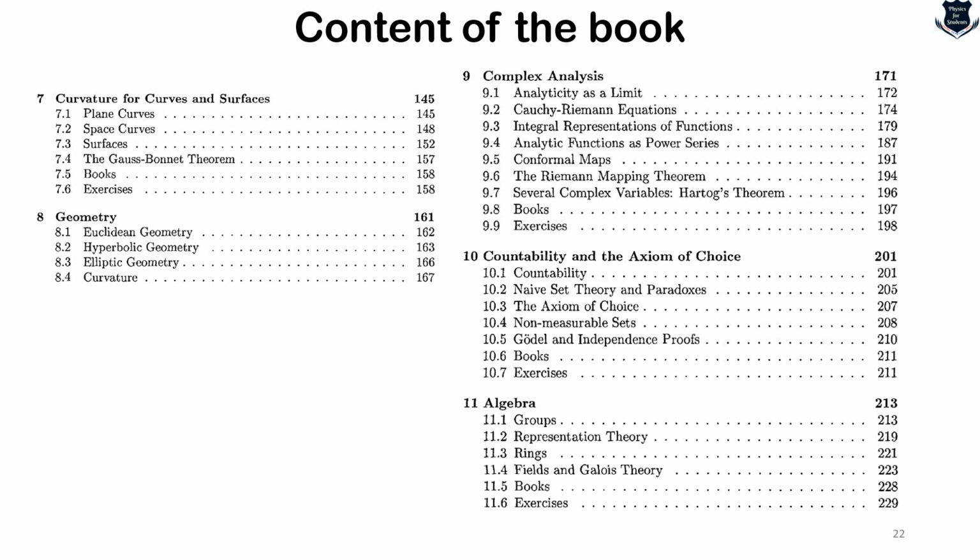This part is the probability, the 10th part, Gödel and independence proofs. That is wonderful. You learn about Gödel's incompleteness theorem, axiom of choice. Then comes the algebra, which starts with groups, representation, ring theory, Galois theory, etc., and so on.